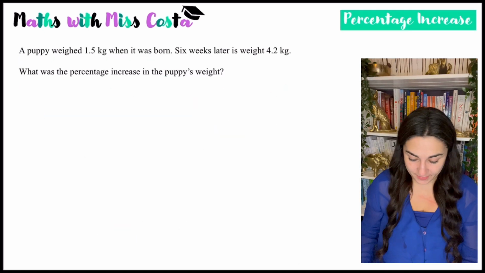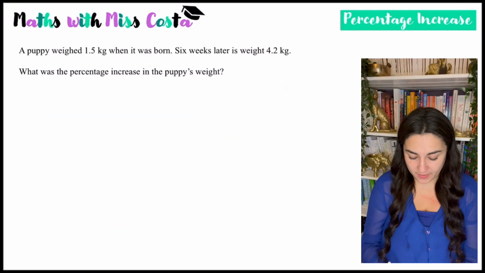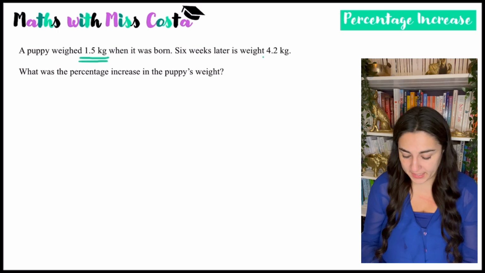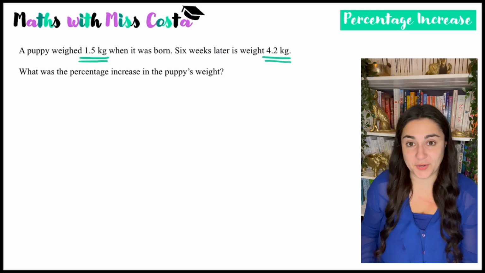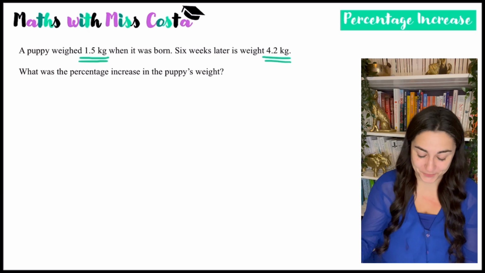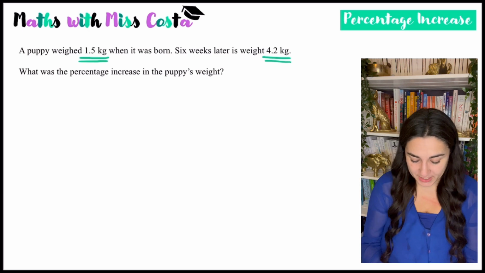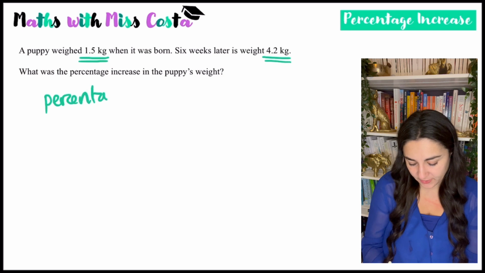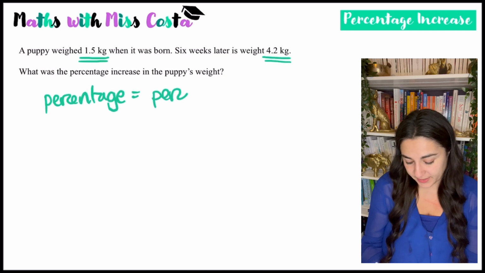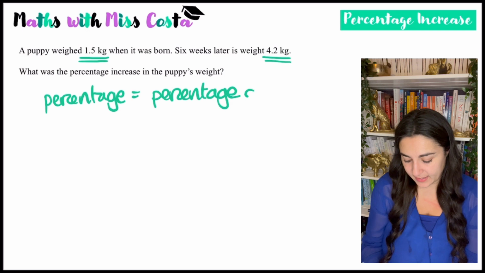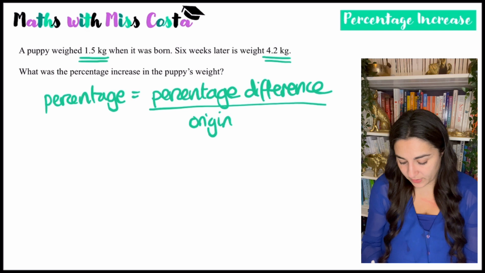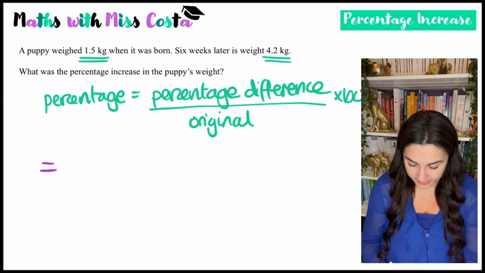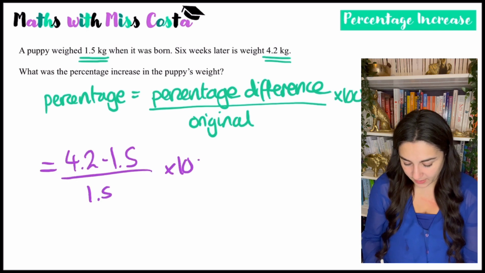And that's population density. So here I have a percentage change question. I know that a puppy weighed 1.5 kilograms when it was born, and 6 weeks later its weight was 4.2 kilograms. So it obviously grew like puppies do. And I need to work out the percentage increase. To work out percentage change, I do the new weight take the original weight, divided by the original weight, times by 100. So in this case, I'm going to do 4.2 take 1.5 over 1.5 times 100.